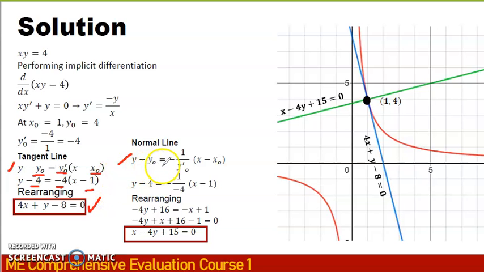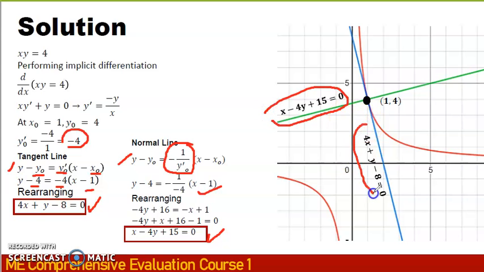The same applies for the normal line. The difference is that now we have the inverse reciprocal as the slope. So we have the inverse reciprocal of negative 4. The inverse of positive 4 is positive 1/4, so negative 1 over negative 4 is positive 1/4. Then rearranging so that we will have a standard form, we have this equation. So that's the equation of the normal line and the equation of the tangent line at the point 1, 4.